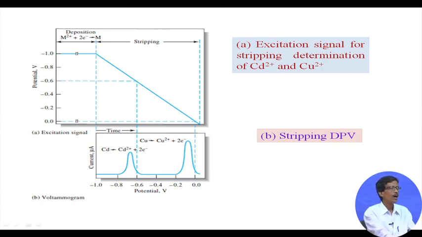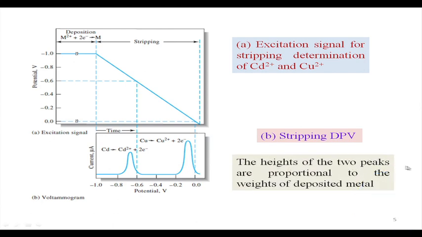So, those give the corresponding pure amounts of copper and cadmium present in that solution, because you are showing electroactivity on the deposited pure forms of copper as well as cadmium. The heights of these two peaks, as we discussed earlier for DPV alone, are proportional to the weights of the deposited metal, because the height is related to the concentration, and that concentration is directly proportional to the amount of deposition during the cathodic cycle.